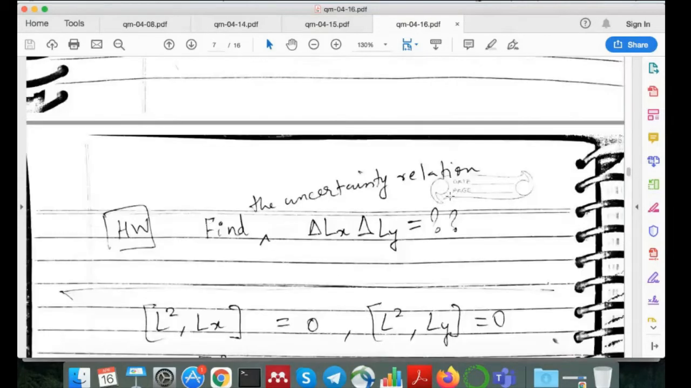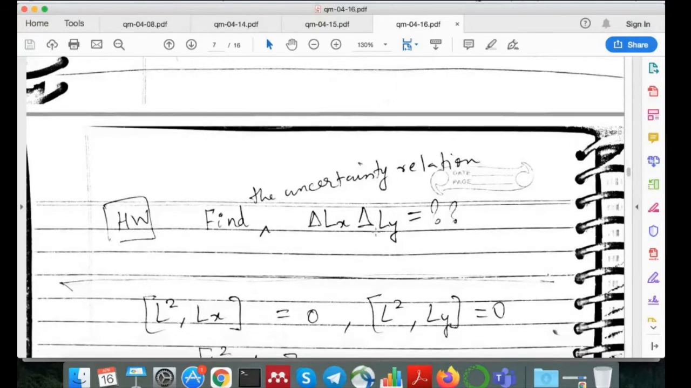So now that you have seen all of this, you can also find what the uncertainty relation is for delta Lx, delta Ly. Okay, so this is something that you should try and see how to do. You already know the formula in terms of operators for uncertainty. So you have to just apply that formula and see what uncertainty relation you get. Okay, so please try out this problem.